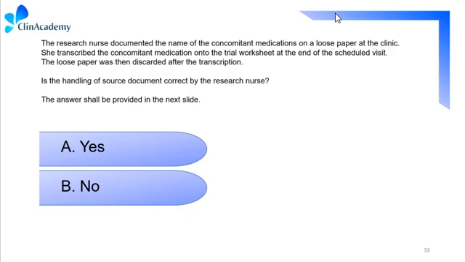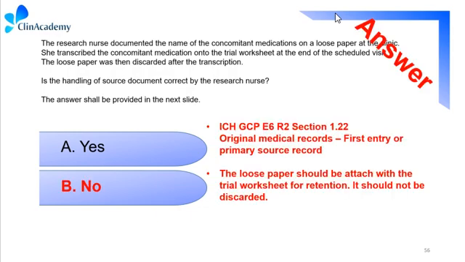The research nurse documented the name of the concomitant medications on a loose paper at the clinic. She transcribed the concomitant medication onto the trial worksheet at the end of the scheduled visit. The loose paper was then discarded after the transcription. Is the handling of the source document correct by the research nurse? The answer shall be provided in the next slide.